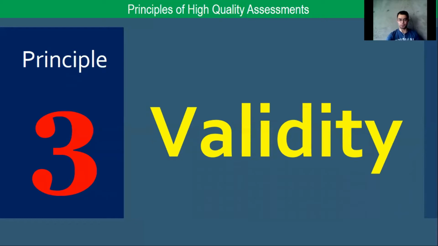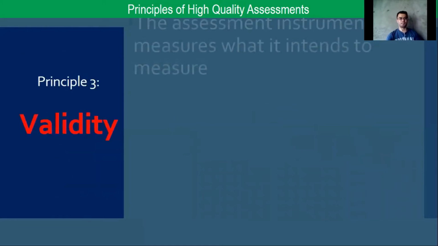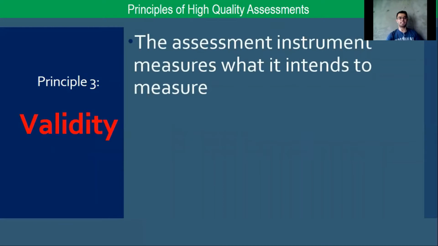It came from the root word valid, which means acceptable or appropriate. So as teachers, we are expected to prepare appropriate, valid, and acceptable assessment tools which suit the level of the learners. Now let us discuss validity. Validity means the assessment instrument measures what it intends to measure. What do we intend to measure, by the way? It could be the objectives.